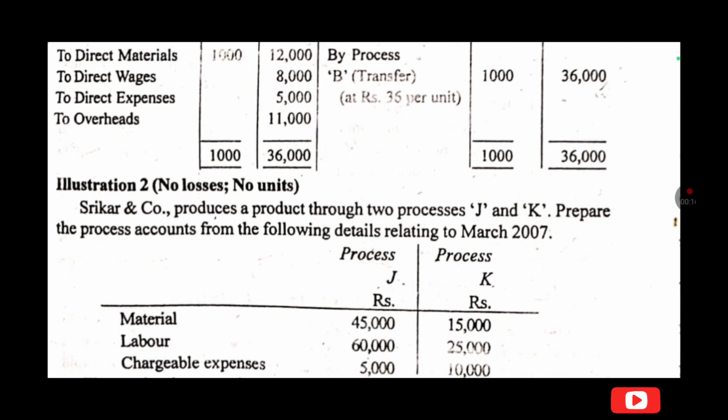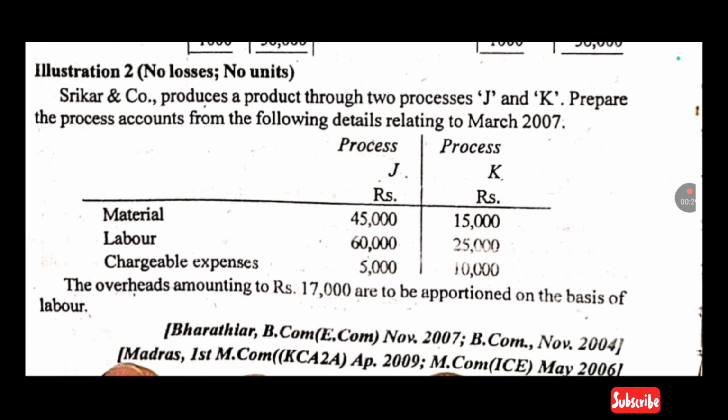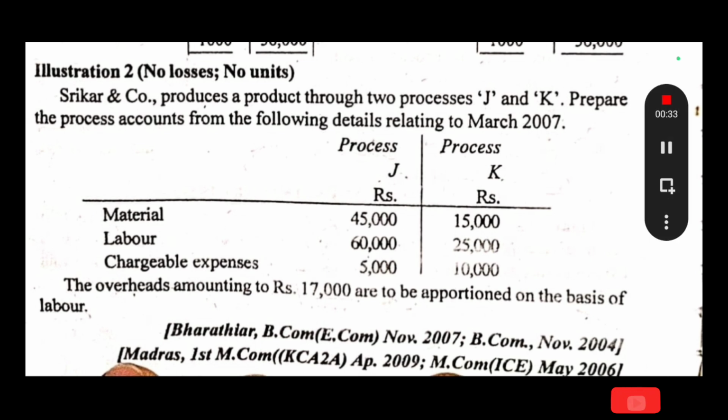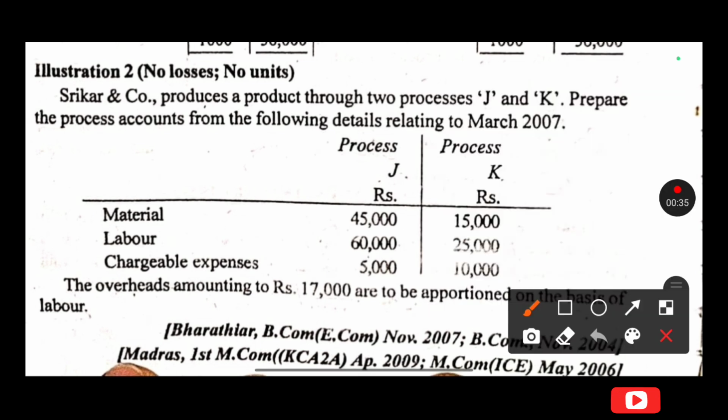Streetcar and Co produces a product through two processes, that is process J and K. Prepare the process accounts from the following details relating to March 2007. The data related to process J and K are given below: material, labor and chargeable expenses.